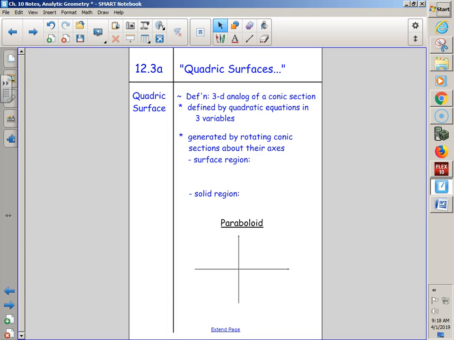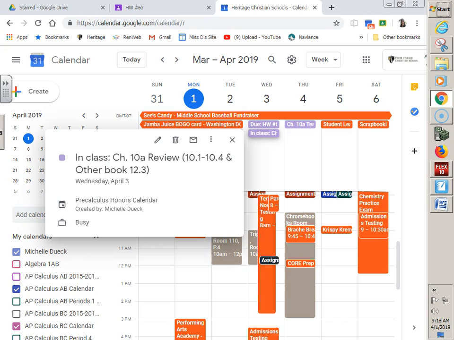Okay, section 12.3a. You know what, yeah, we'll just stop. Okay, you should have notes started on 12.3a. Let me show you guys something really quickly in your Google Classroom, yeah? Because 12.3, isn't it in a different book?